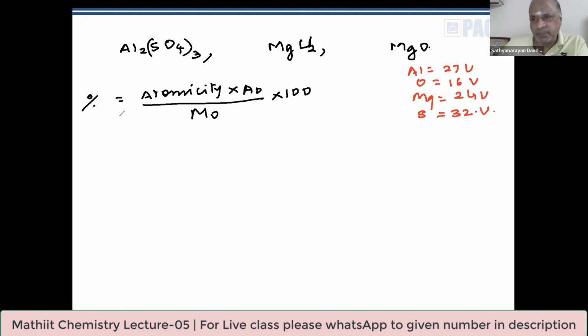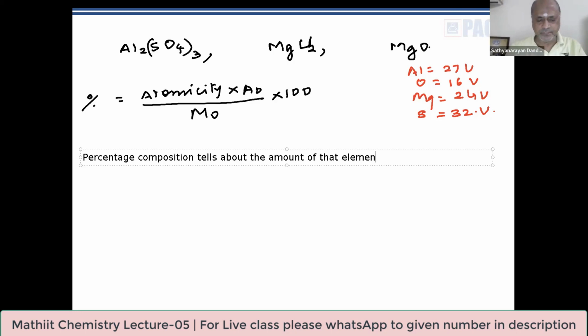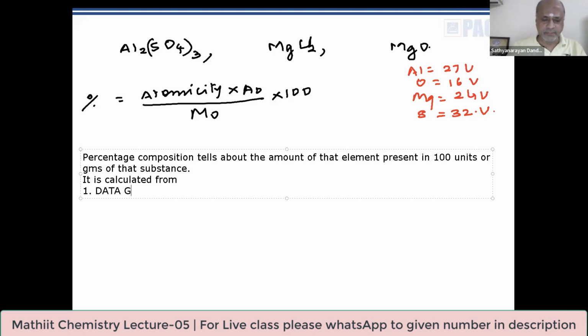So this is percentage composition. Okay. In the beginning, also I said, you can write down: percentage composition tells about the amount of that element present in 100 units or grams of that substance. It is calculated number one, from data given, or number two, from molecular formula given.